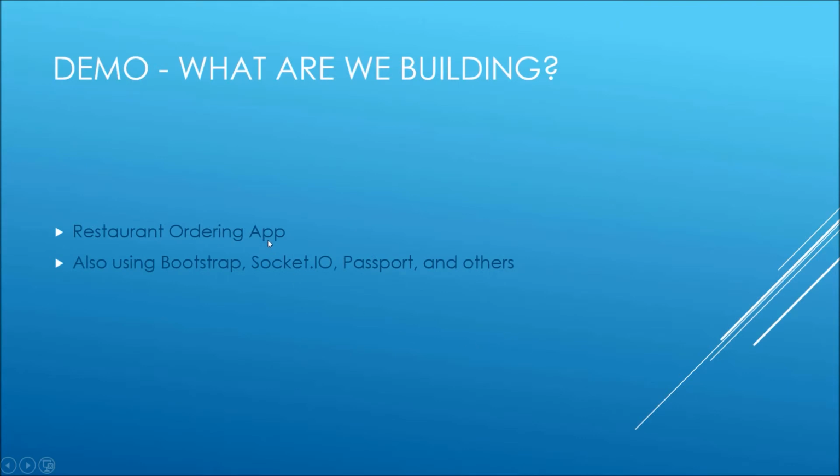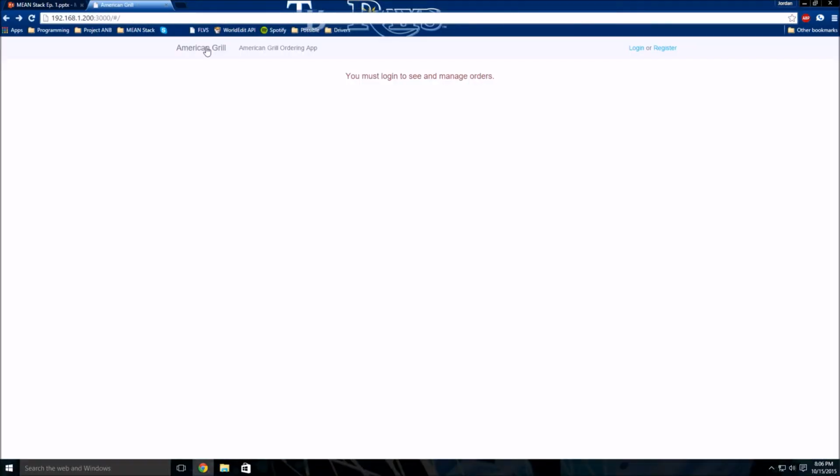So what are we building? We are building a restaurant ordering app for the staff. So I'll show you what it is. We're also going to be using Bootstrap, Socket.io, Passport, and other stuff. So let's go ahead and get that demo going.